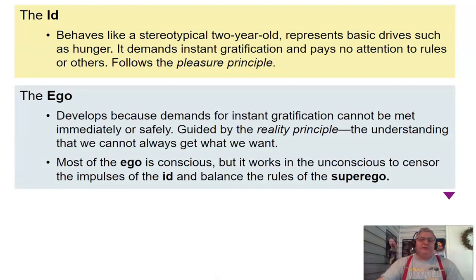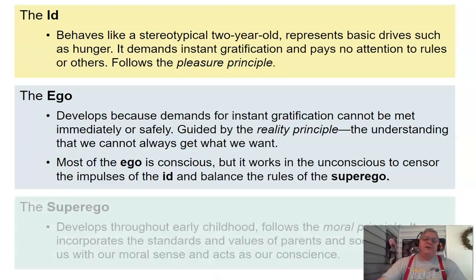The ego develops because demands for instant gratification can't be met immediately or safely, and it's guided by the reality principle, the understanding that we cannot always get what we want. Most of the ego is conscious, but it works on the unconscious to censor the impulses of the id in balance with the superego. So the ego is the little angel sitting on your other shoulder.